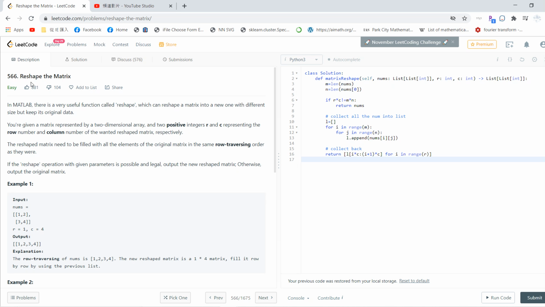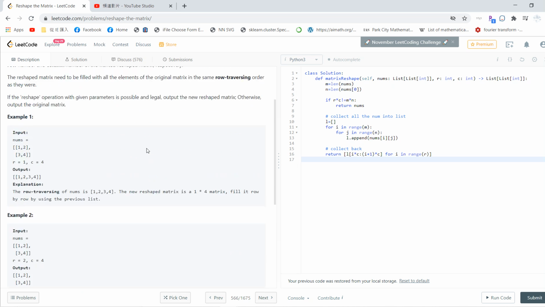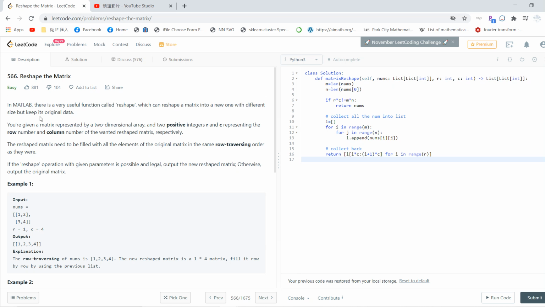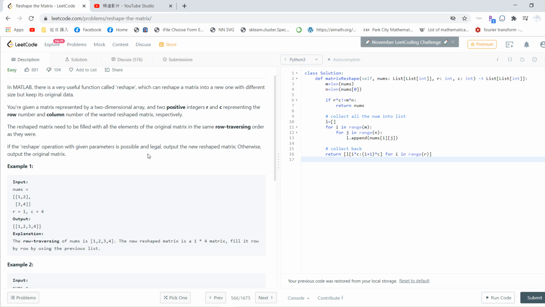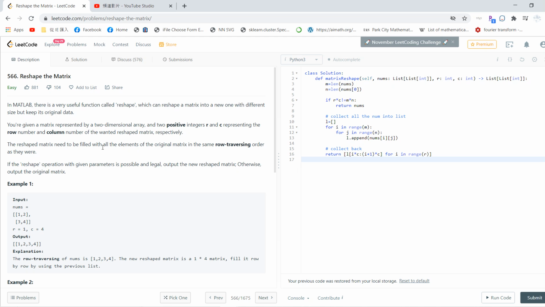This is problem 566, Reshape the Matrix. I think this is basically imitating NumPy, right? If you know NumPy, you can use NumPy reshape. So the problem is that somebody gives you a matrix and two positive integers, R and C. R means row, C means column.